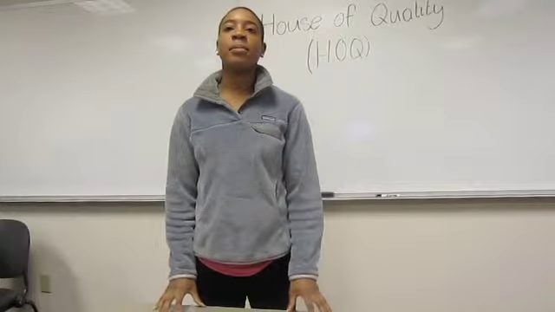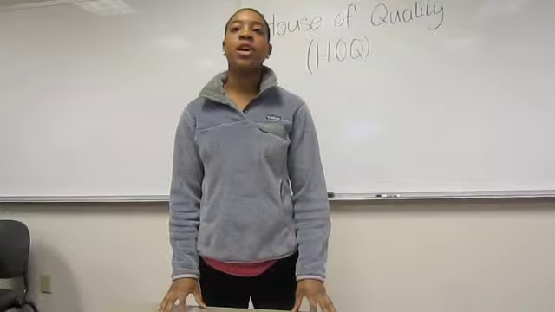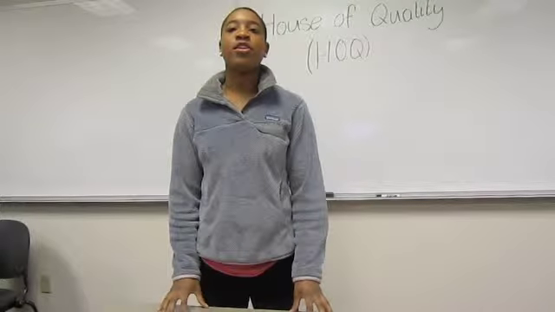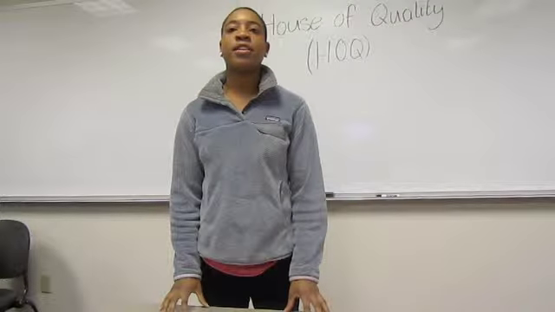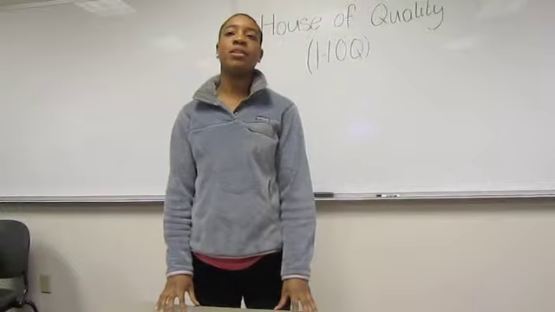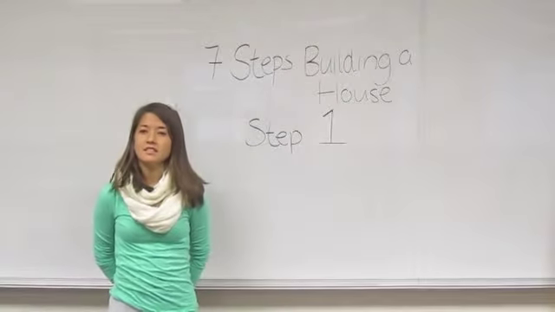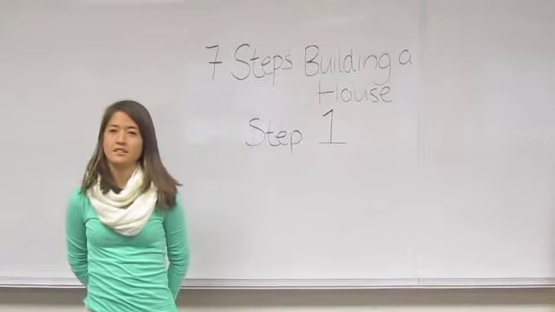The 4 basic steps to using the house of quality are as follows. Determine customer requirements, determine the functional or critical attributes to customer requirements, prioritize customer requirements, complete the correlation matrix, and complete the house of quality with the conflicts and synergy matrix. These are the 7 basic steps of building the house of quality.